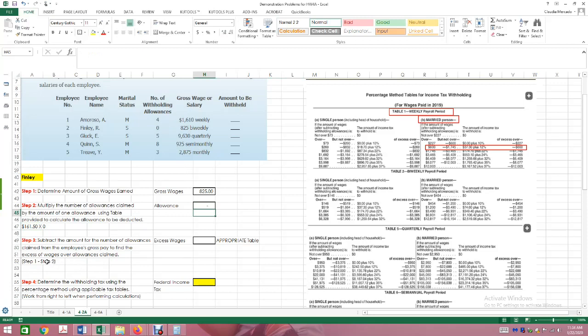So we're gonna deduct step 1 from step 2. So $8.25 minus 0 will give you $8.25.